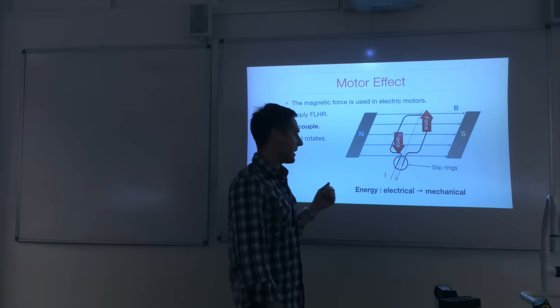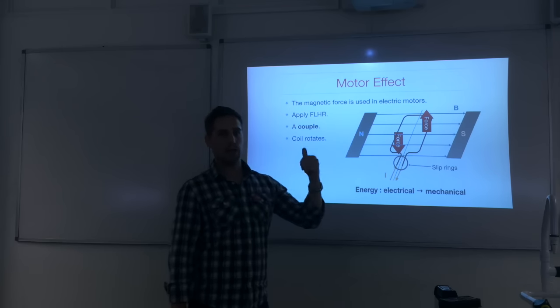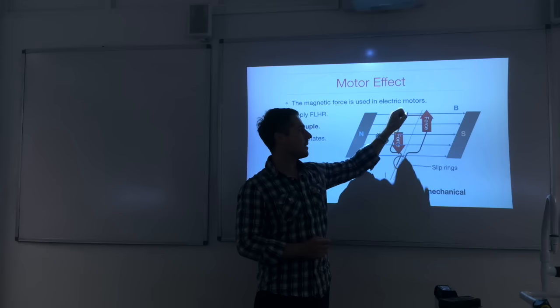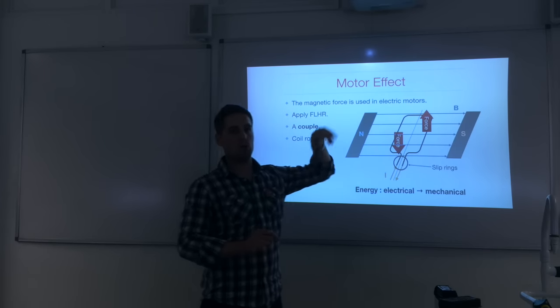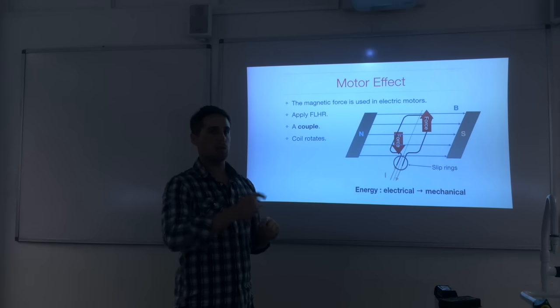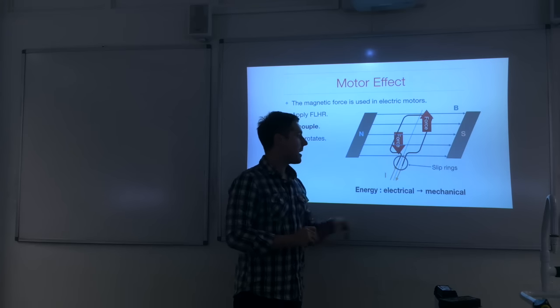The energy conversion that takes place is the conversion of electrical energy to mechanical energy because you've got that rotation. So what we do is we fix the axle of the coil onto the axle of a little car, for example, or a big car, and that will force the axle to rotate.